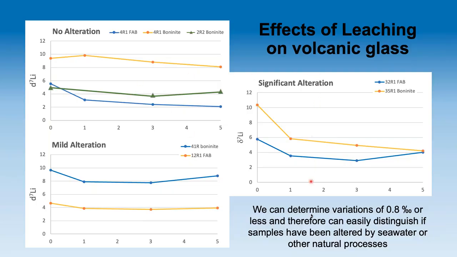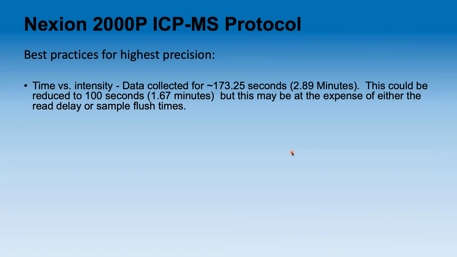Same idea here, effects of leaching on volcanic glasses. We see no alteration, no big difference, mild alteration. We could see that first hour and then significant alteration, and we see that we can really tell the difference. So these are a couple of different bonanites and fabs. If you guys want to know what those are, I'll be glad to tell you afterwards.